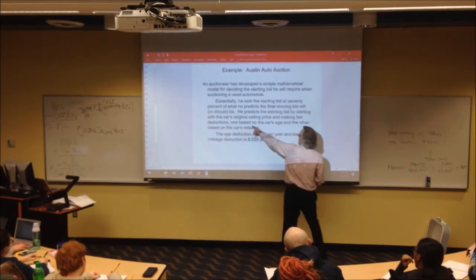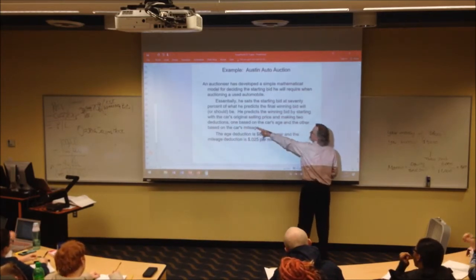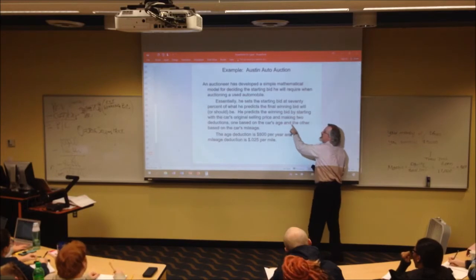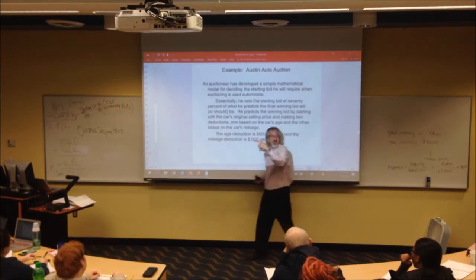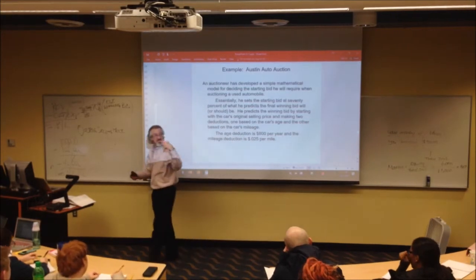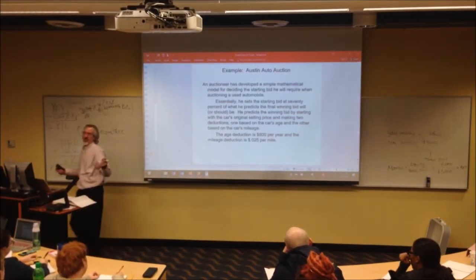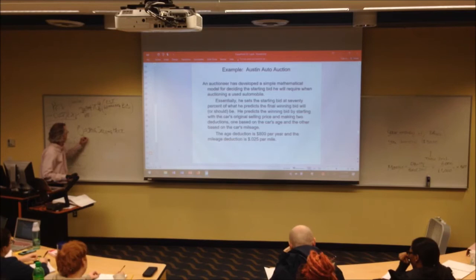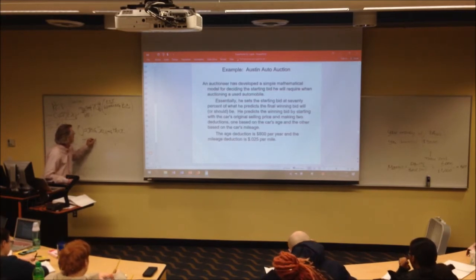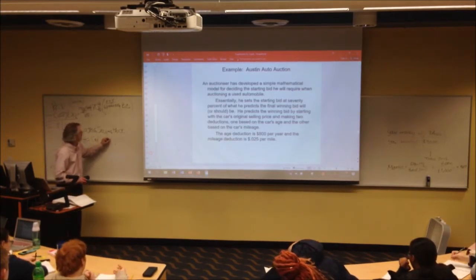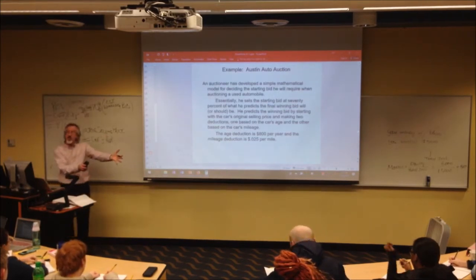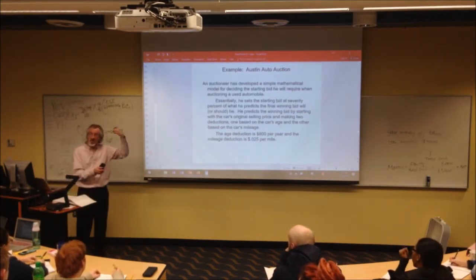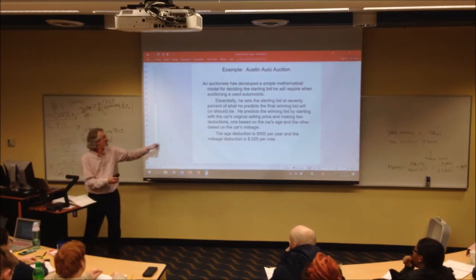Then it says, based on the, blah, blah, blah. He predicts the winning bid of the car with the car's original selling price and making two deductions, one based on the car's age. Because the car's age will be different for every car that comes up, I'm calling A equals car's age. Now I got original selling price and car's age, which will be different for every car coming up. This is what I'll be inserting into the formula.